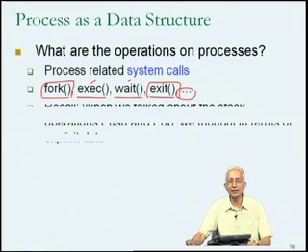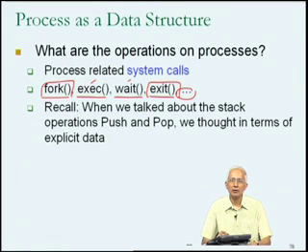Now, in talking about the stack, you'll remember we talked about the functional operations, but understood them in terms of how they manipulated the data associated with the stack. And we need to do something similar for our understanding of the operations on the process. In other words, we need to understand how fork manipulates the data associated with the process, how exec manipulates the data associated with the process, and so on. So in talking about a data structure in general, we need to understand what the operations are and also what the associated data is, and how the operations relate to the associated data.